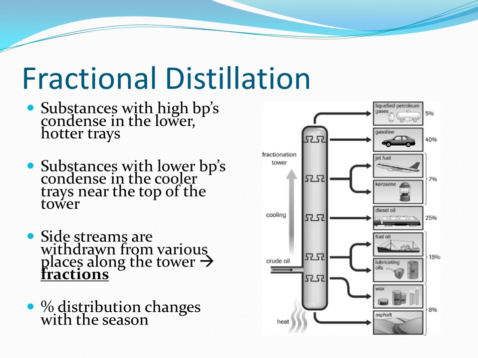Different components of fossil fuels are going to condense at different temperatures depending on their boiling point, which depends on their carbon chain length. Substances with higher boiling points will condense in the lower, hotter trays, and substances with lower boiling points will condense in the higher cooling trays. At different levels, the substances that condense are collected. The substances that are withdrawn are called fractions.